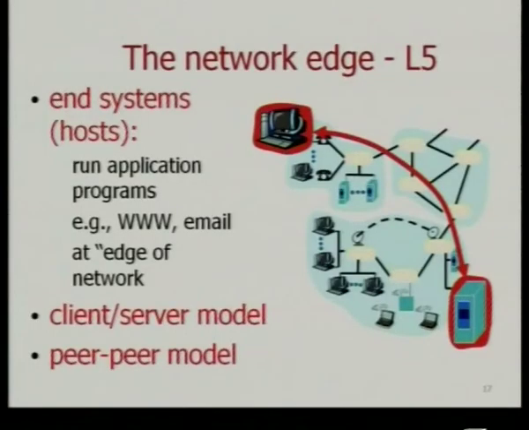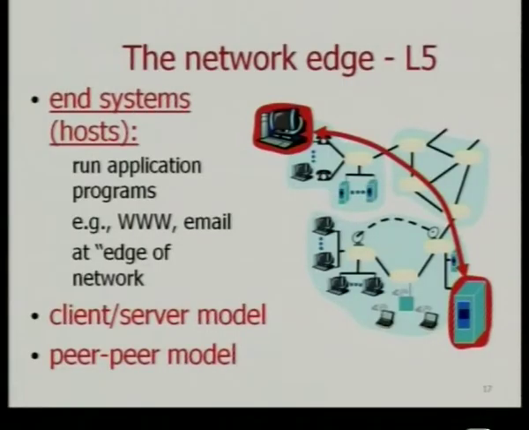So let's just look at what is happening at the network edge. At the network edge, we said we have 2 things. One is that you have applications, we have hosts which are running applications, and then you need to make sure that data goes from the correct application to the correct application. Okay. So now when you look at end systems or hosts as we refer to them, what are they doing? Their job is to run application programs. So it may be a World Wide Web application, it may be an email application, but all these are happening at the edge of the network.